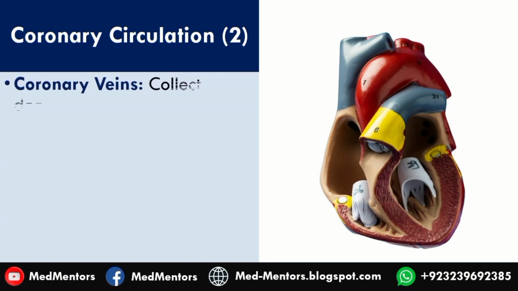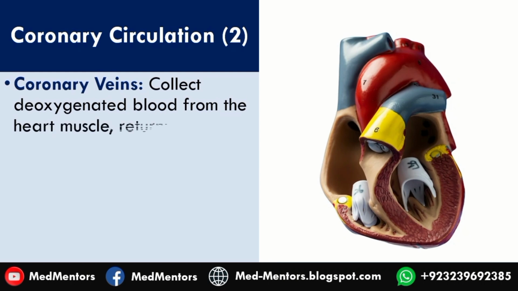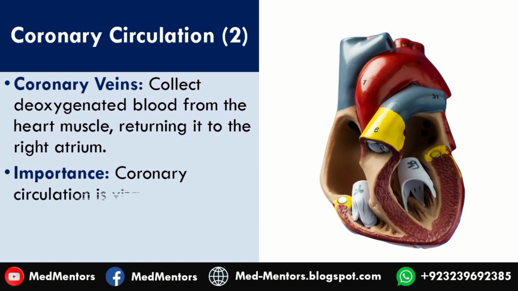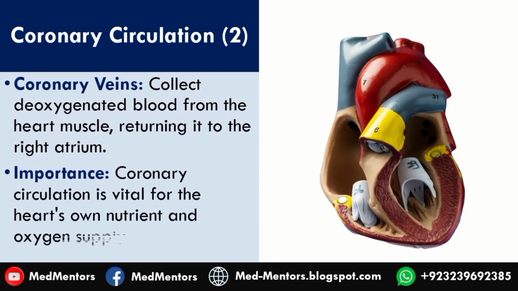Coronary veins. These veins collect deoxygenated blood from the heart muscle and return it to the right atrium. Coronary circulation is essential for delivering oxygen and nutrients to the heart tissue, keeping it functioning effectively.